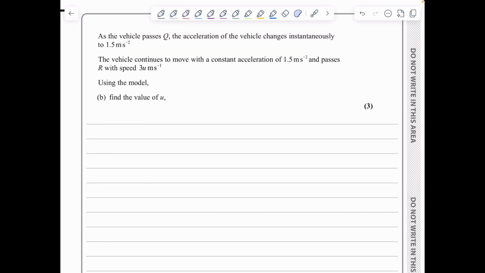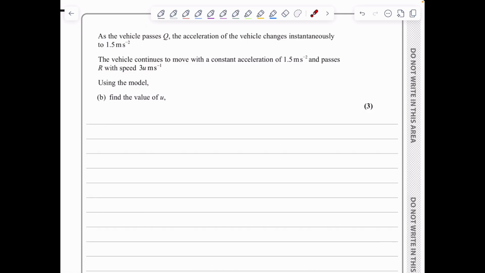We then have that as the vehicle passes Q, the acceleration changes instantaneously to 1.5 meters per square second, and the vehicle continues to move with this constant acceleration of 1.5, passing through point R with a speed of 3u meters per second.